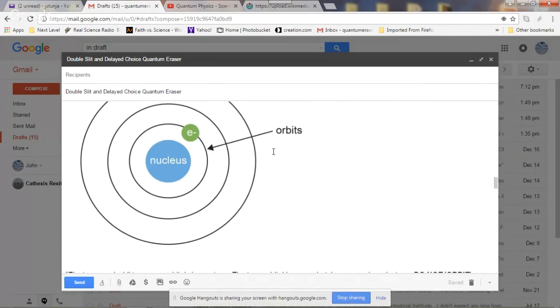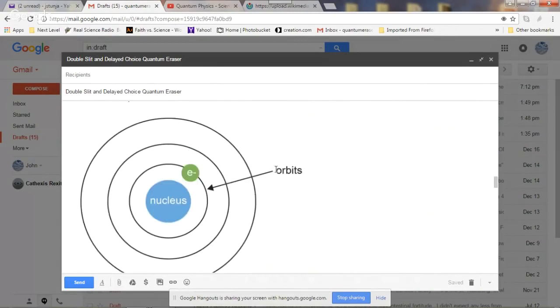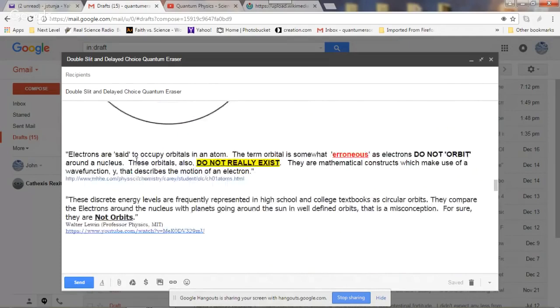Now, disregard completely orbits. These are not orbits. Electrons do not rotate around any nucleus. Okay, if you're unsure about that, I have a couple. Yeah, I think the misconception is they're just using it as a type of explanation or visual as to what may be happening, but people get confused.